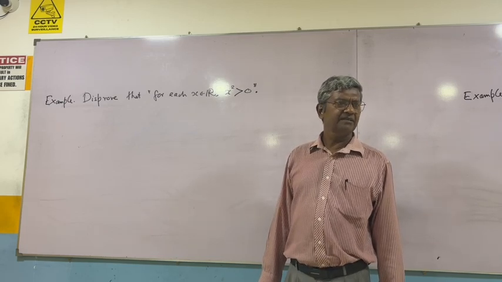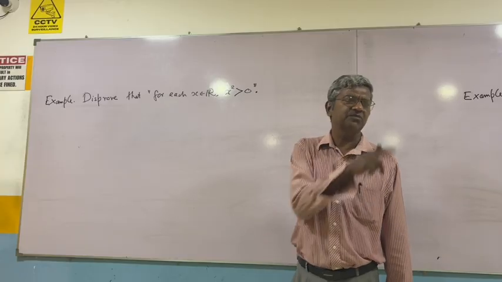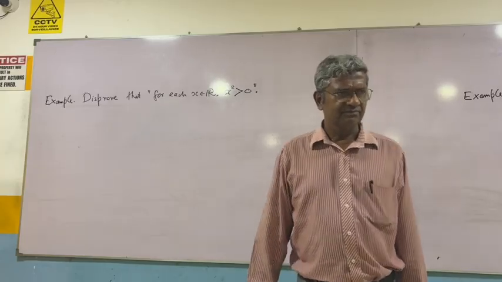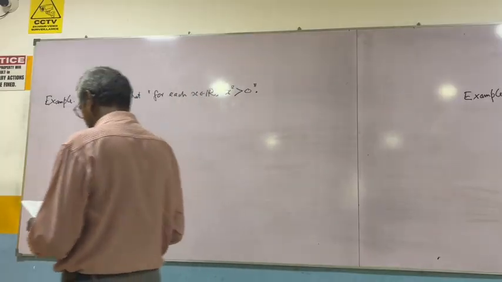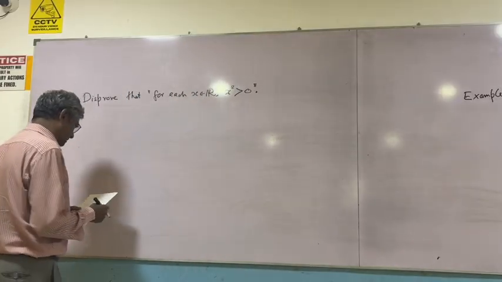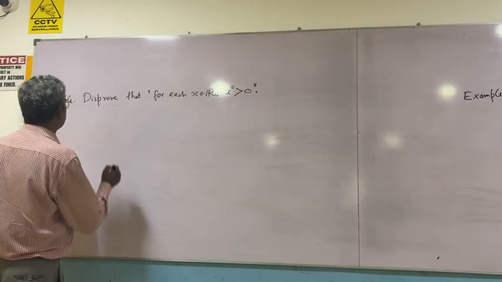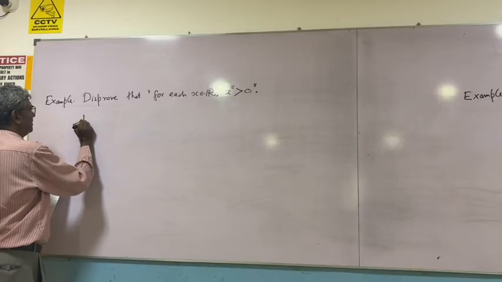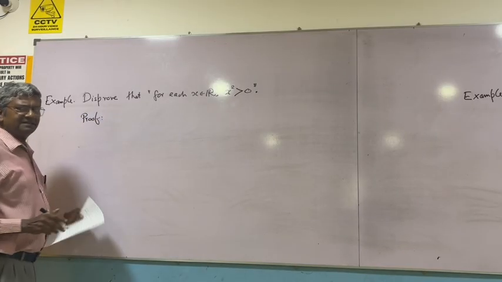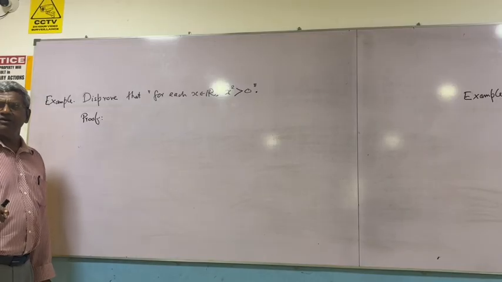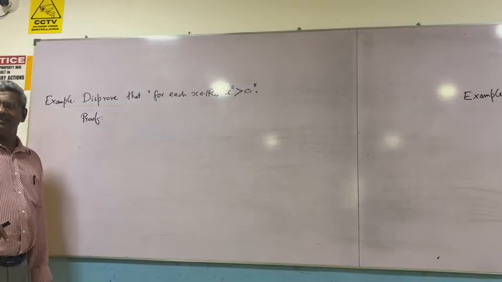You know it, right? Why is it false? 0 is also a real number. But 0 squared... okay, let me write that proof. Proof. Can you see, from this one you are learning how to disprove a universal statement.